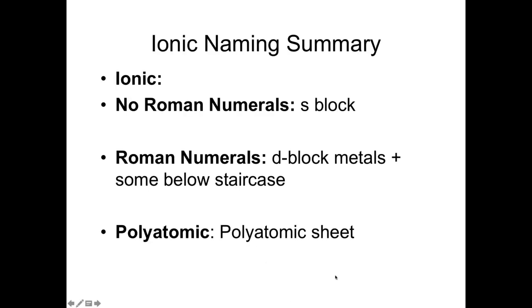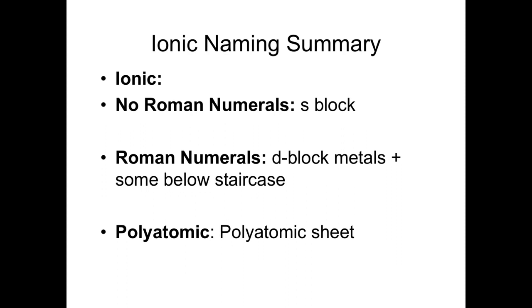Just to review ionic naming, ionic is broken up into three parts. One is you have no Roman numerals at all. You're going to have items from the S block. If you have Roman numerals, you'll have a metal from the D block or under the staircase. And then polyatomic, you're going to need to use the polyatomic sheet. So ionic is usually the harder one, so we'll be doing a lot of practice with these, various worksheets and activities and things like that to sharpen and get better at this.